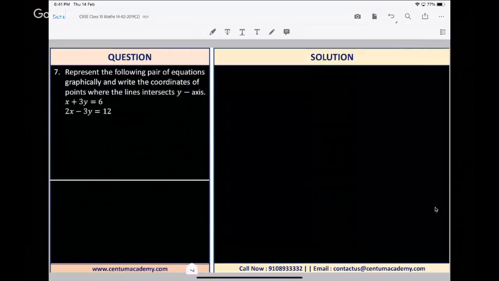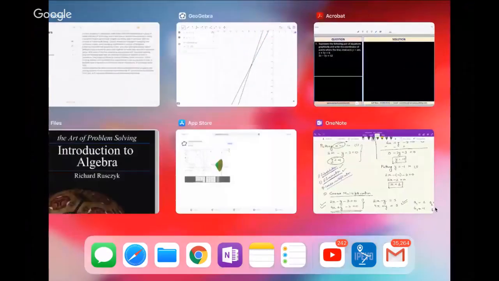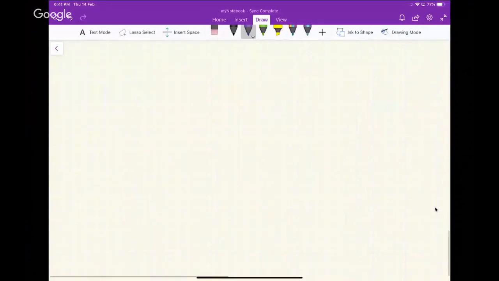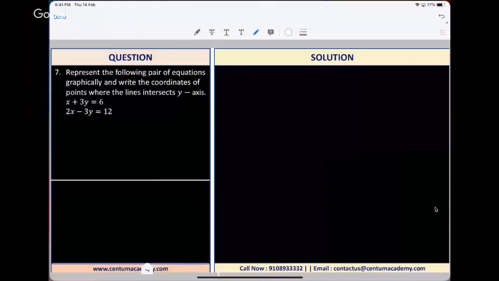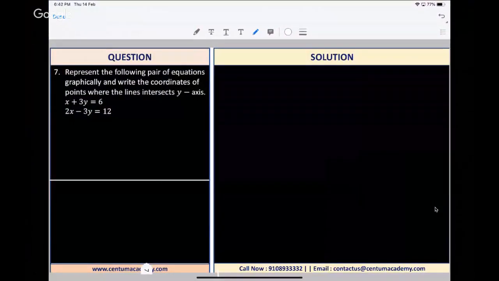Now here is the question. Let us start solving questions. Represent the following pair of equations graphically and write the coordinates of the points where the lines intersect the y-axis. We will use a software here. Usually you know how to do it if you have a graph paper. So let us say this is like a graph paper for you. Let us first write down the two equations: 2x plus 3y is equal to 6 and 2x minus 3y is equal to 12.